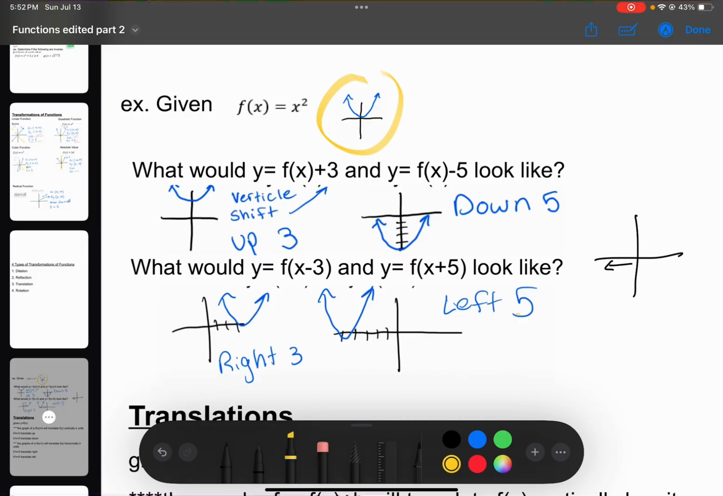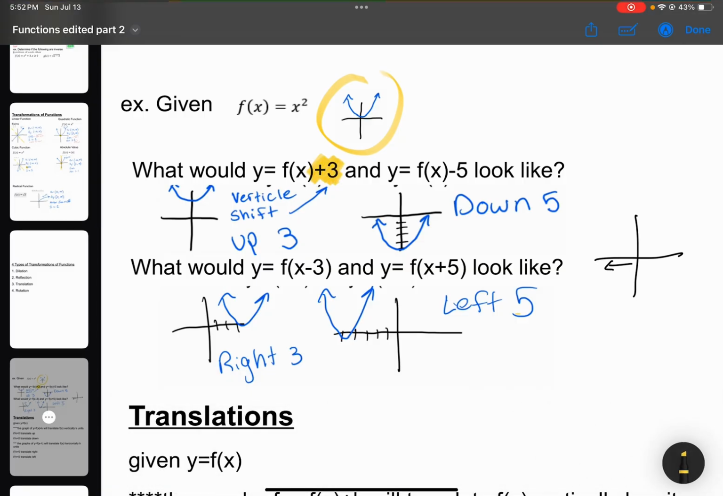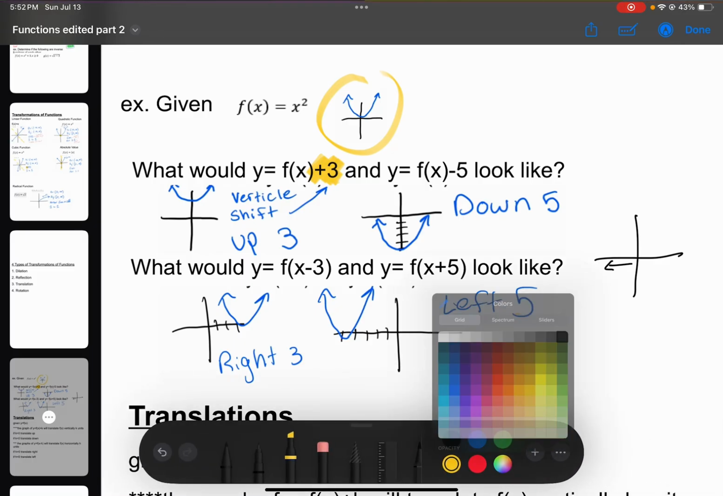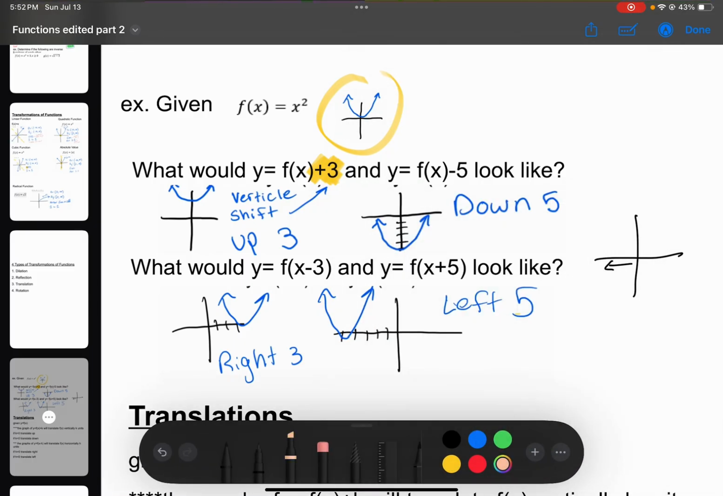So if we have a plus 3 at the end of the function, that is a type of vertical shift. It's going to be shifting it up 3 units. So we're taking the parent function and shifting it up 3 units. Okay, so for our next function, let me change this color. We have minus 5 at the end. That is a shift down 5 units. So we're taking the parent function and shifting it down 5 units.